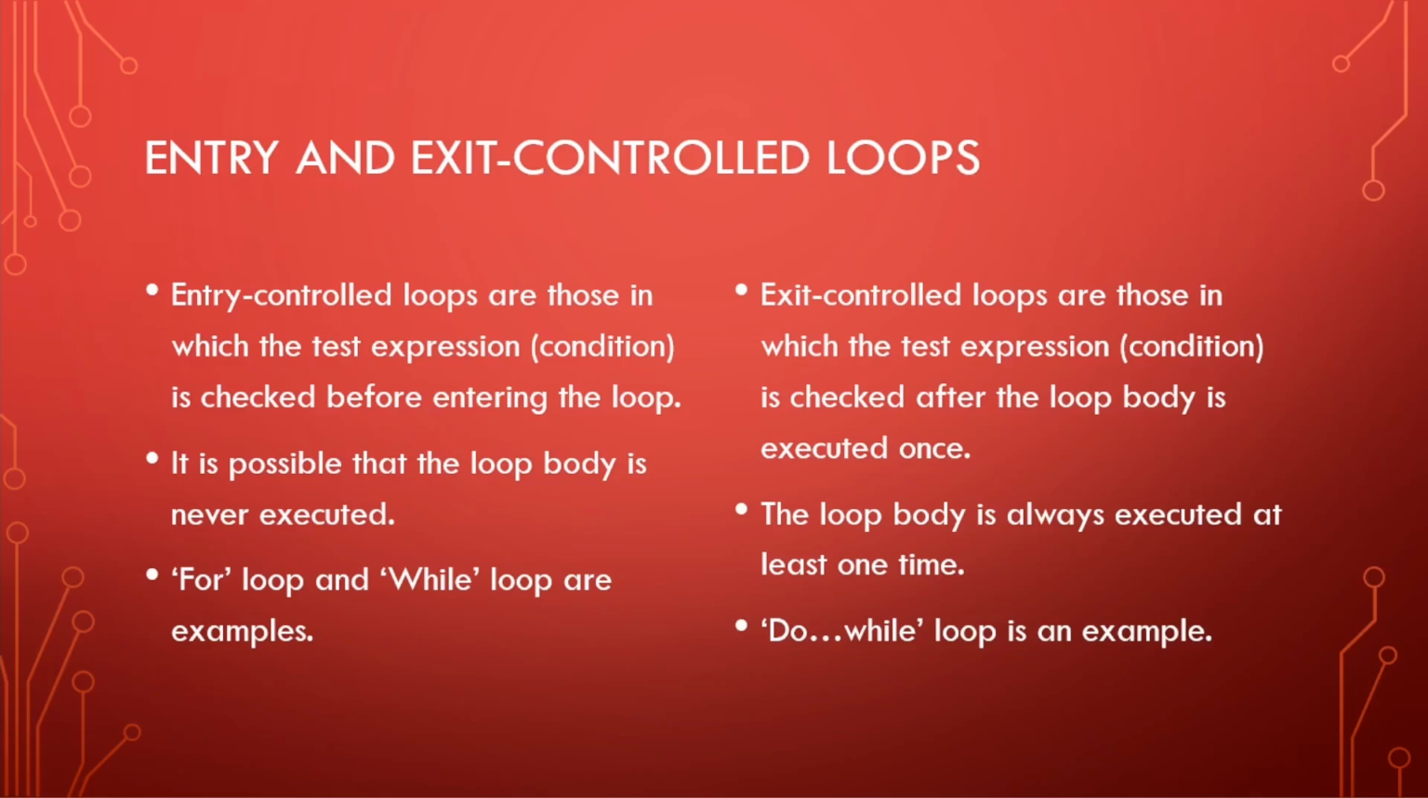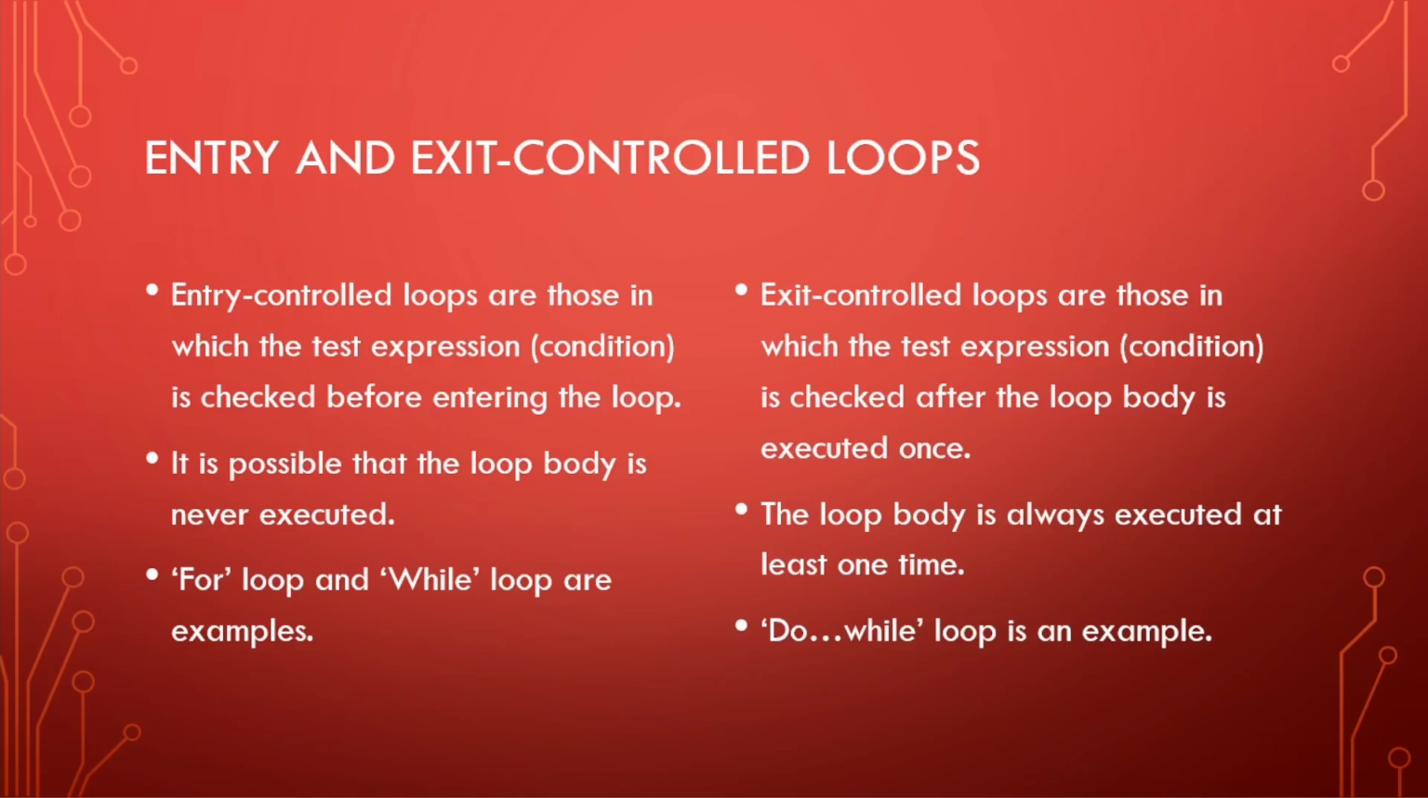And one thing that is quite peculiar about this is that if the conditional statement is false the first time, once you enter an entry control loop, it is never executed. So you could completely skip an entire loop because it's an entry control loop. For loop and while loop are two prime examples. In fact, they are the only examples in Java.